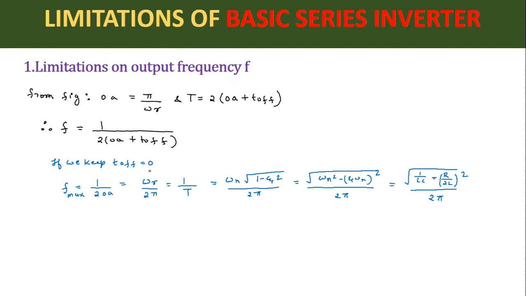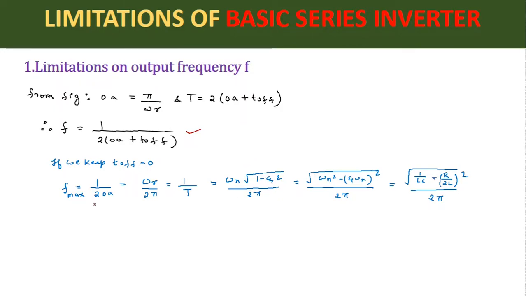Now if we keep the off period of the switch equal to 0, then the maximum output frequency f max will be equal to 1 upon 2 OA. Now we will put the OA equation in this equation, we will get f max equal to omega R upon 2 pi, which is equal to 1 upon time period. Now we will put the omega R value, omega R is equal to omega n into under root 1 minus zeta square. This we have already derived in the previous classes.